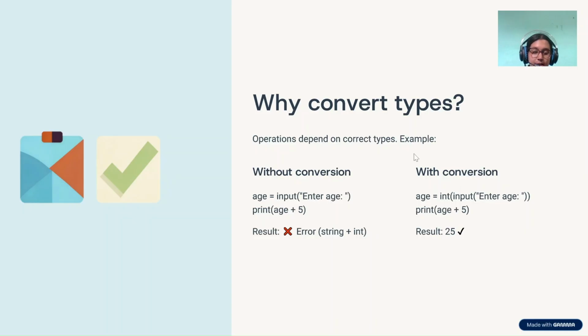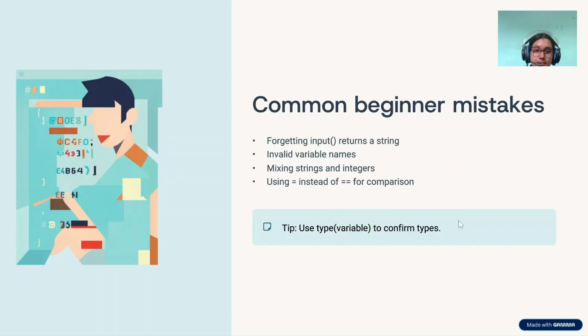Why convert types? I already told you, but we'll read this anyways. Operations depend on correct types. See? Oh, this ended up being the exact same example we used, right? Input age plus 5. Can't do it, gives error because input's return type is string plus int doesn't work. We put int in front of it. Now we do age plus 5. Works because this entire thing is now an integer plus integer works.